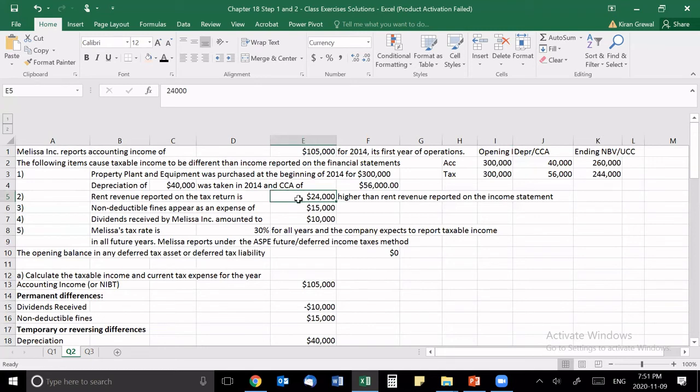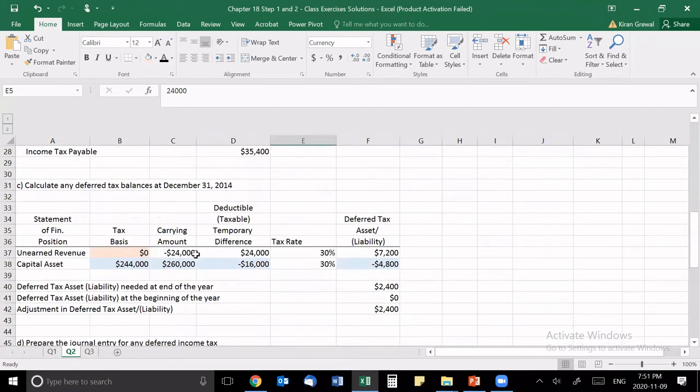So that's your 24,000 unearned revenue. And unearned revenue is a liability, so it's a negative on your schedule. 0 minus negative 24,000 gives you positive 24,000. Times by the tax rate gives you an asset of $7,200. Okay. So add these two up together, that will give you a total asset of $2,400. Okay. So that's how much your deferred tax asset or liability balance needs to be. And because it's a positive amount, it's going to be an asset.